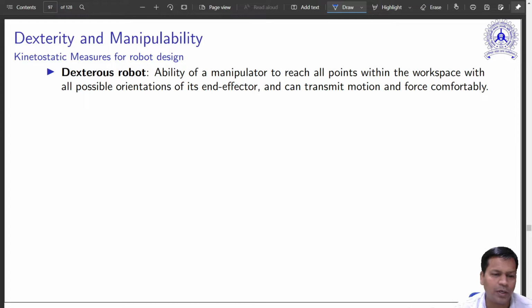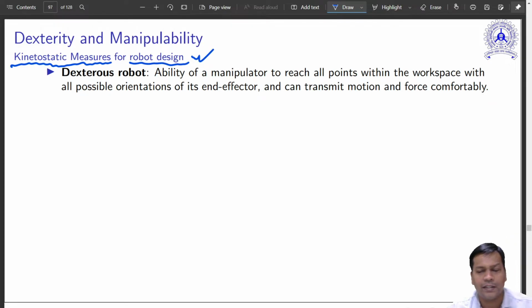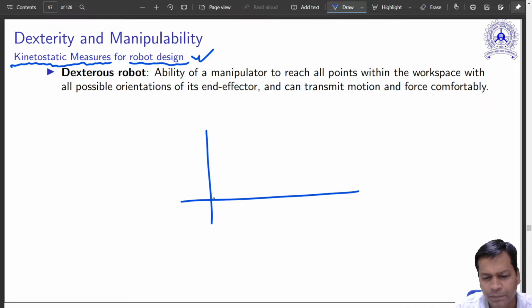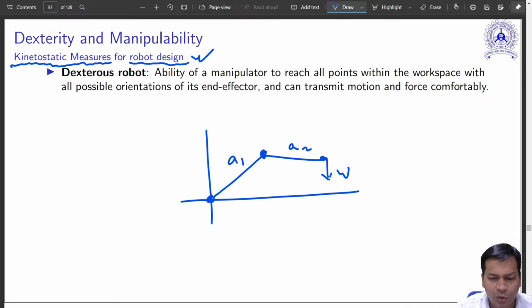One of the most important sets of terms are known as kinetostatic measures for any robot design. Now let us say you have a robot. Let us start with just a two link robot. It has a first link and a second link, and this joint is picking up a weight over here. You have link lengths A1 and A2. Is this robot equally capable in each and every space where this robot can go, in the entire workspace?